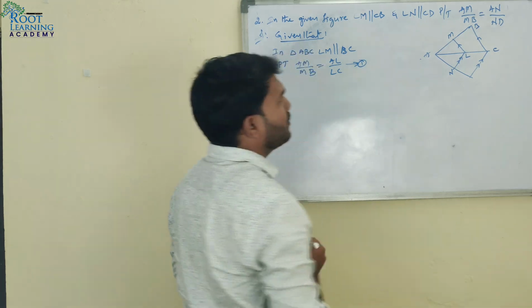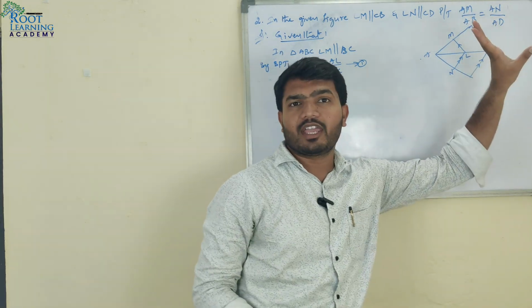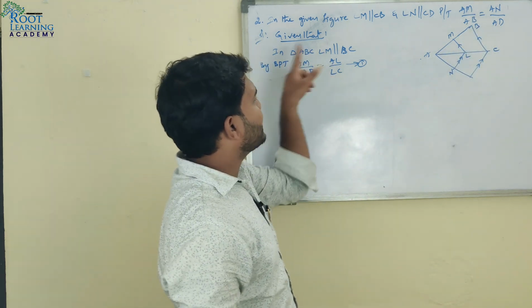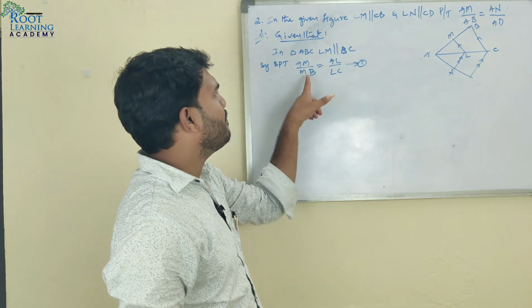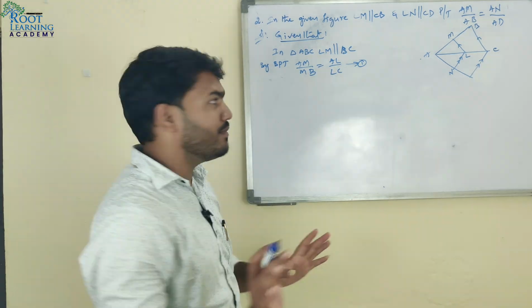A small mistake here, we have to prove AM by AB is equal to AN by AD. That is what the question is. So first, as per the basic proportionality theorem, here we will get AM by MB is equal to AL by LC. Take it as equation number 1.